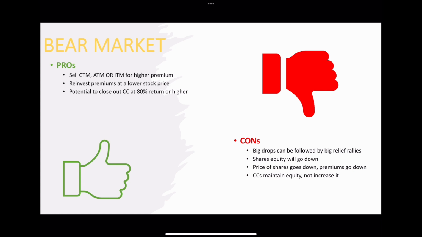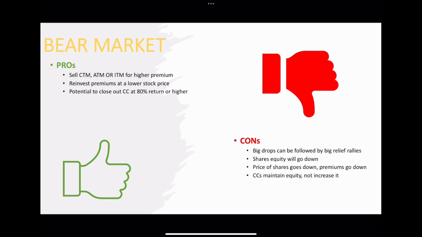Some of the cons of the bear market is that you can see big drops followed by big relief rallies based off some big events like CPI numbers coming out or inflation data. A company releases their earnings report and they do poorly or they do really well, and in a bear market you'll see some high increase in stock prices. So that may sometimes make you lose out on potential gain in your current long-term hold.